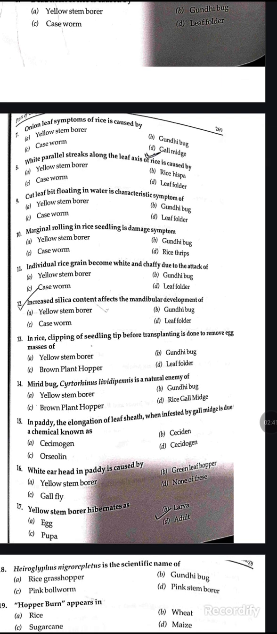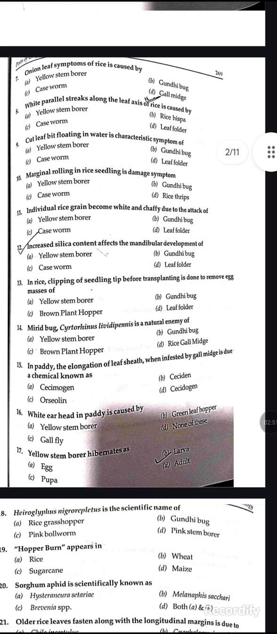So Mirid bug Cyrtorhinus lividipennis is the natural enemy of brown plant hopper. In paddy, the elongation of leaf sheath when infected by gall midge is due to a chemical known as which one? Option D, that is the cecidogen. So white earhead in paddy is caused by yellow stem borer.